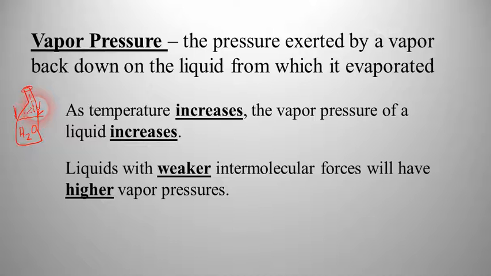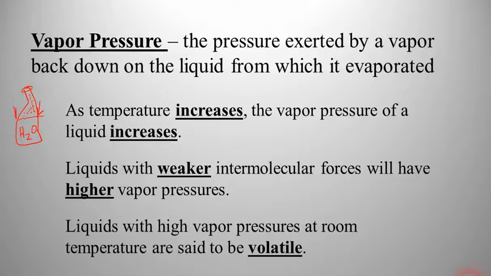Now, here's another factor. If you have a liquid with a weaker intermolecular force, it's also going to have a higher vapor pressure. So if we change this from water to something else, like, let's say acetone, something that has weaker intermolecular forces, well, it's going to evaporate more readily. So yes, it's going to have a higher vapor pressure as well.